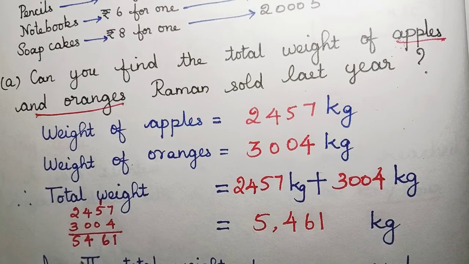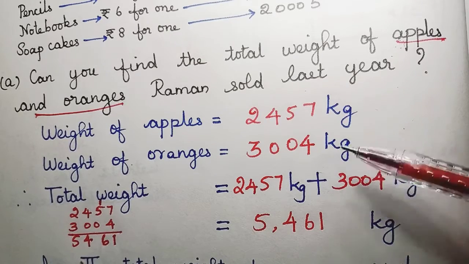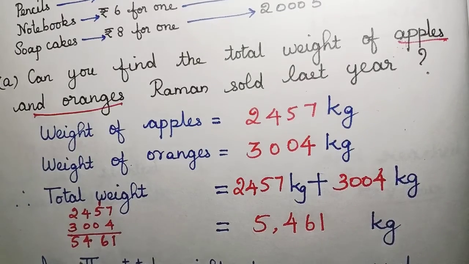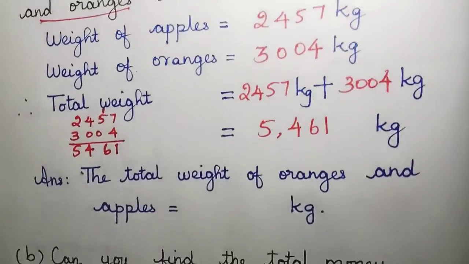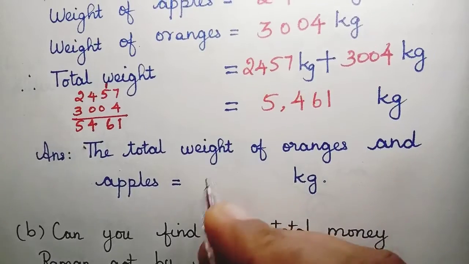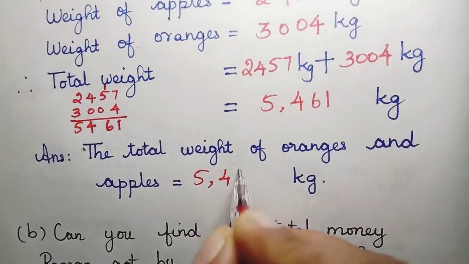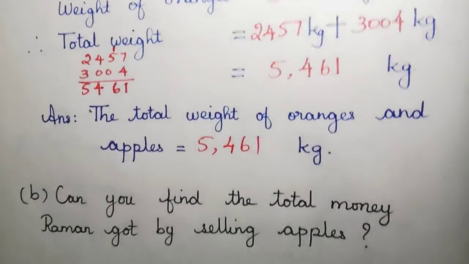This is the first question. Just add the two weights of apples and oranges. Okay. Move to the next question. Also, you have to write 5,461. Okay. So the next question.